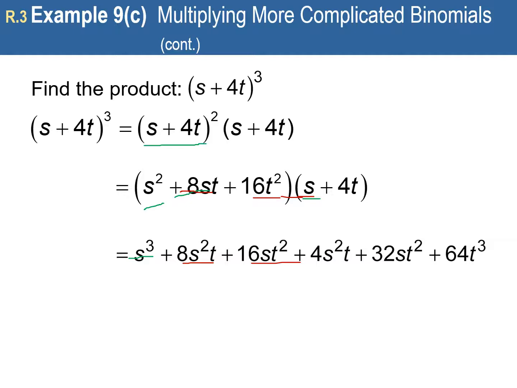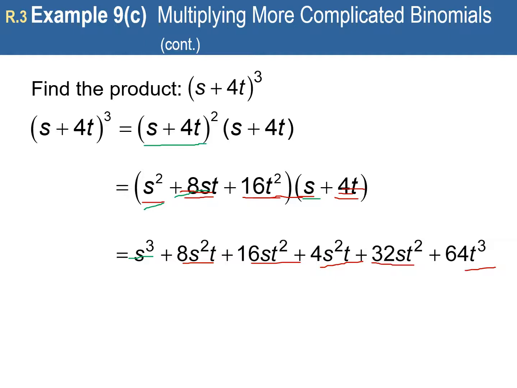Then let's go on and multiply everything by the 4t. So s squared times 4t is 4s squared t. 8st times 4t is 32st squared. And then 16t squared times 4t is 64t cubed.